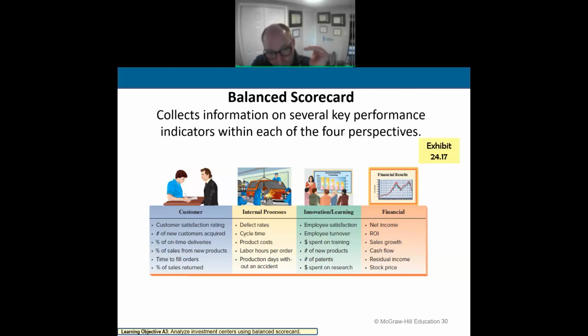From customers, I look at satisfaction ratings, number of new customers, percentage of on time, percentage of new products sold, time to fill orders, percentage of sales return, looking at all the customer data. In the hotel business, it's like check-in, check-out process, times visited to food and beverage, friendliness of the front desk staff, et cetera, et cetera.